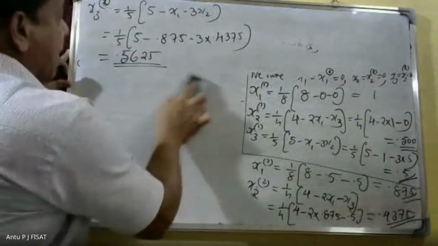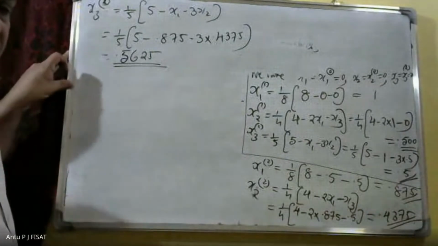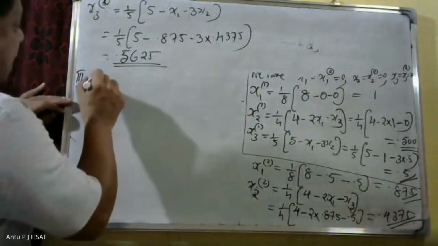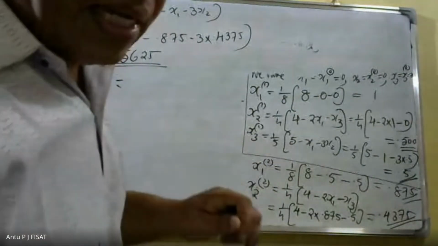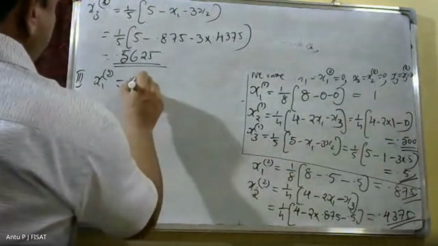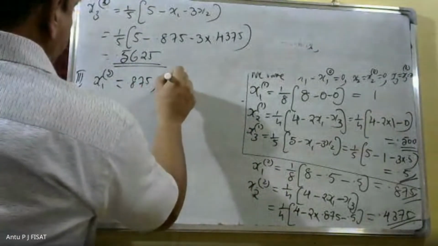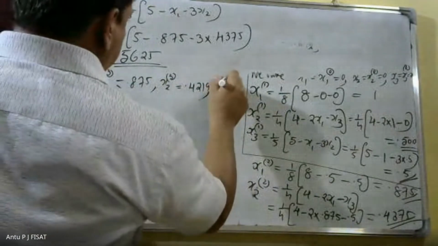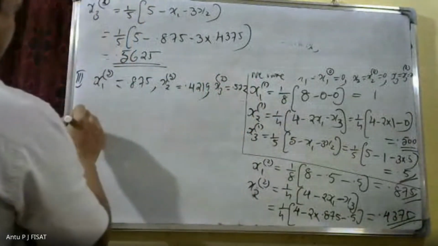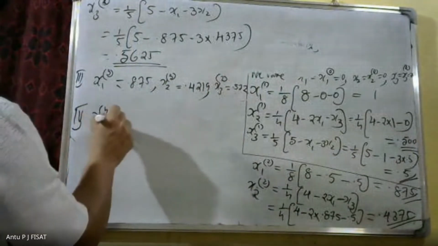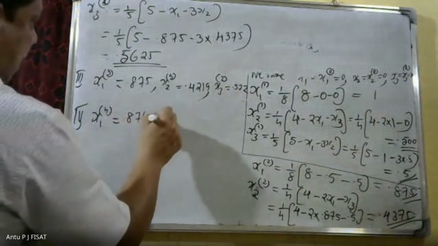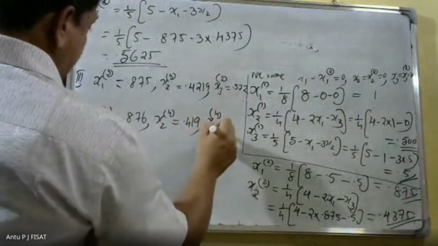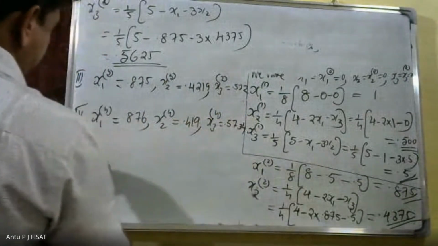Similarly, we can find iteration number 3, 4, etc. Iteration number 3: we substitute the latest updated values. x1 raised to 3 is equal to 0.875, x2 raised to 3 is equal to 0.4219, x3 raised to 3 is 0.572. In iteration number 4, we get x1 raised to 4 is equal to 0.876, x2 raised to 4 is equal to 0.419, and x3 raised to 4 is 0.5734.